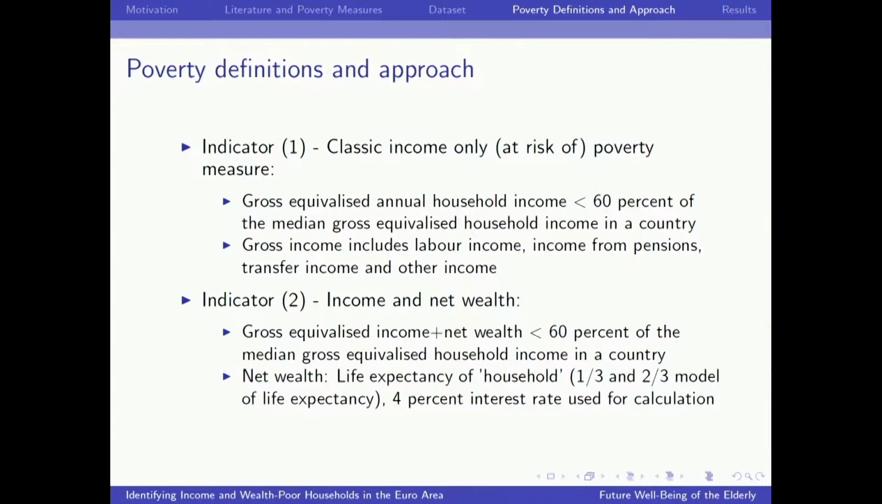So the first indicator is the classic income poverty measure. The household is classified as poor when the gross equivalized annual household income is below 60% of the median in the country. So when the household has less than 60% of the median income, you're poor. Gross income includes labor income, income from pensions, transfer income, and something called other income. Well, this is a minor drawback. The HFCS does not contain information on net wealth, only on gross wealth. This is why we use gross wealth.